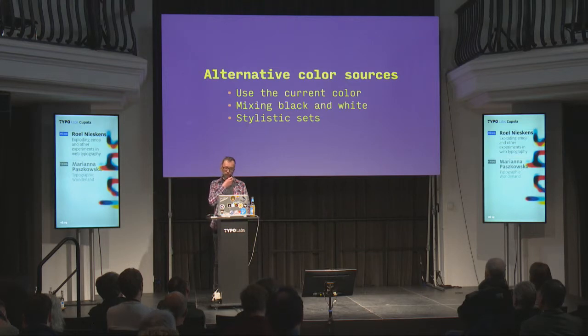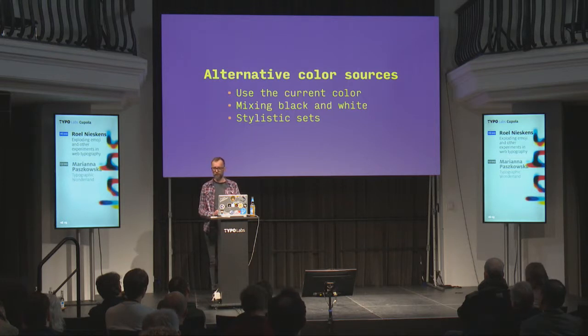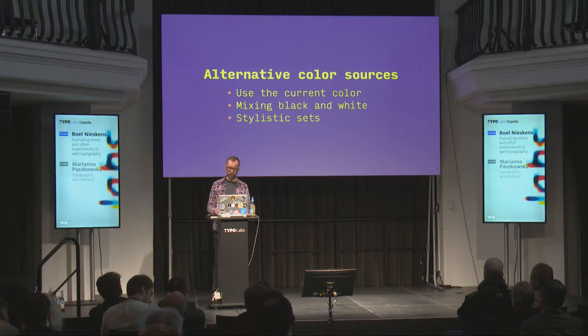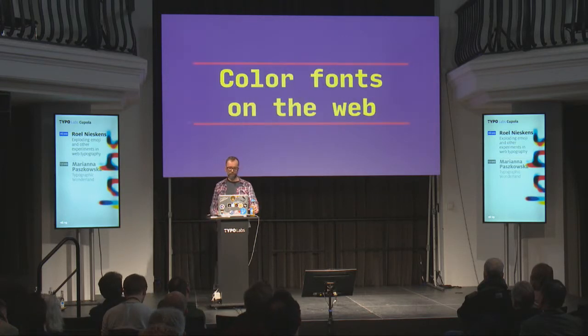And another way, kind of a clever way, in the Trajan color font that Adobe has released, they use stylistic sets, and each set has a different color. This is obviously not the way to go, but that's the way you have to make it work today in these basic implementations that we have. So, how do color fonts work on the web?